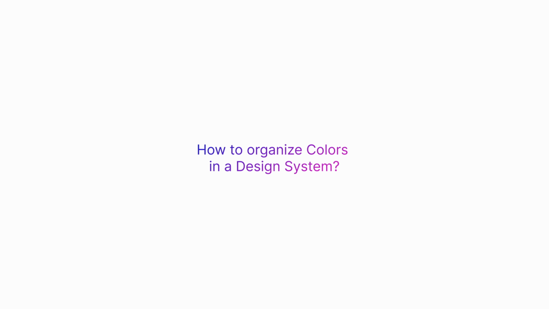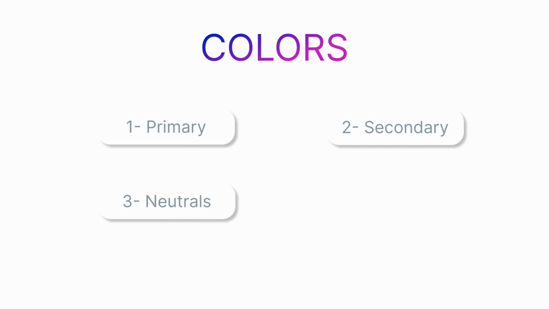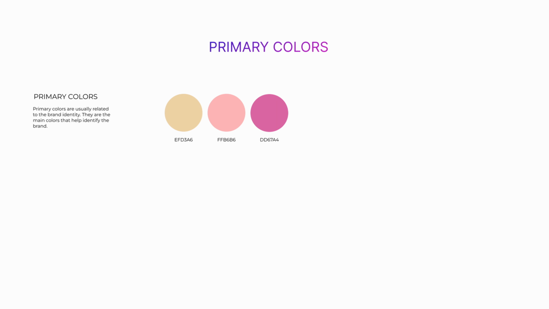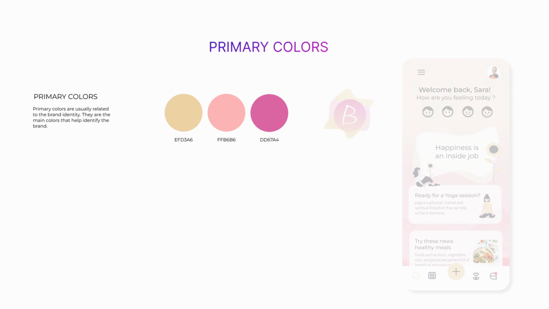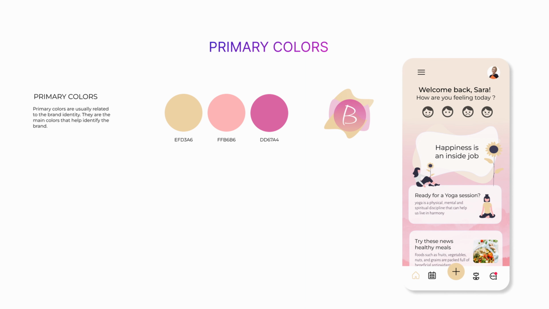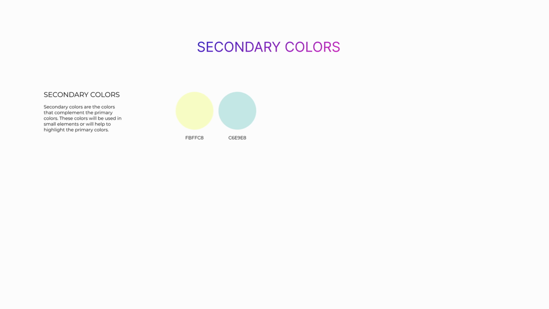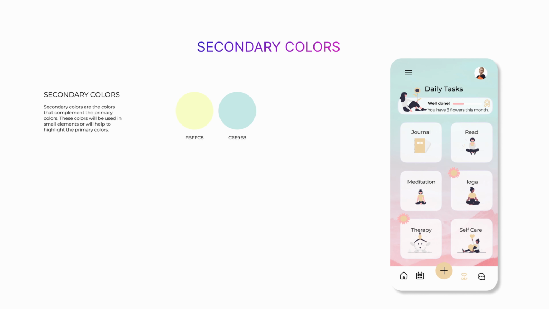So how to organize colors in a design system? The most common way to organize colors in UI design is to create 4 different groups: primary colors, secondary colors, neutrals, and semantic colors. Primary colors are usually related to the brand identity. They are the main colors that help identify the brand. Secondary colors are the colors that complement the primary colors. Maybe these colors will be used in small elements or will help to highlight the primary colors.